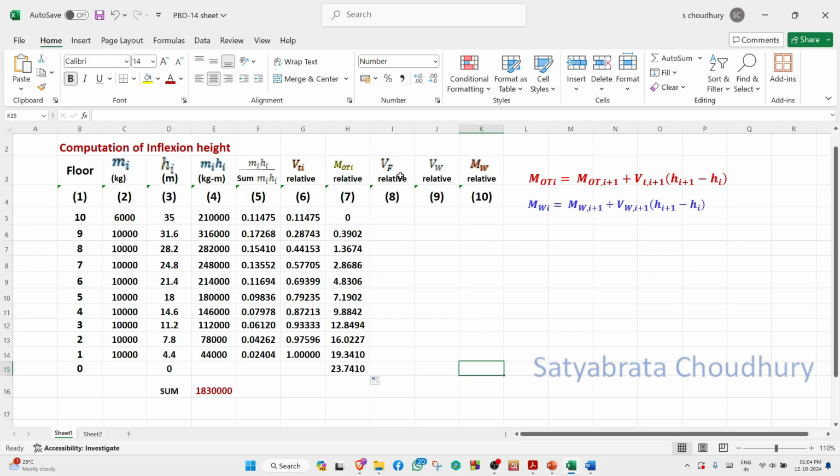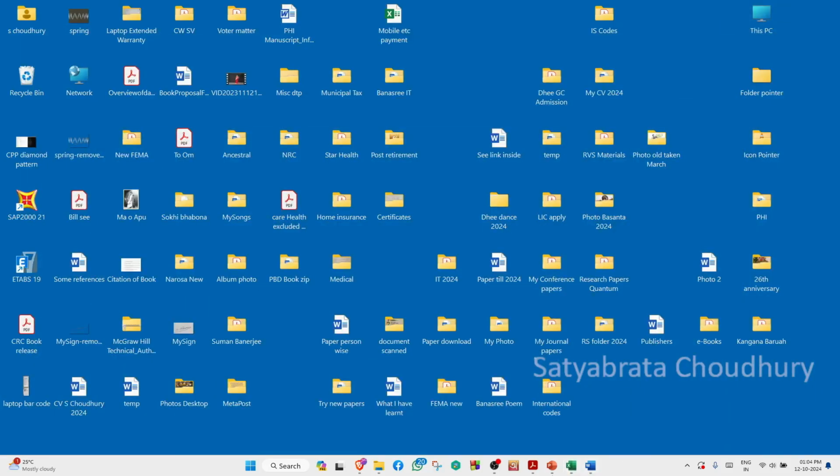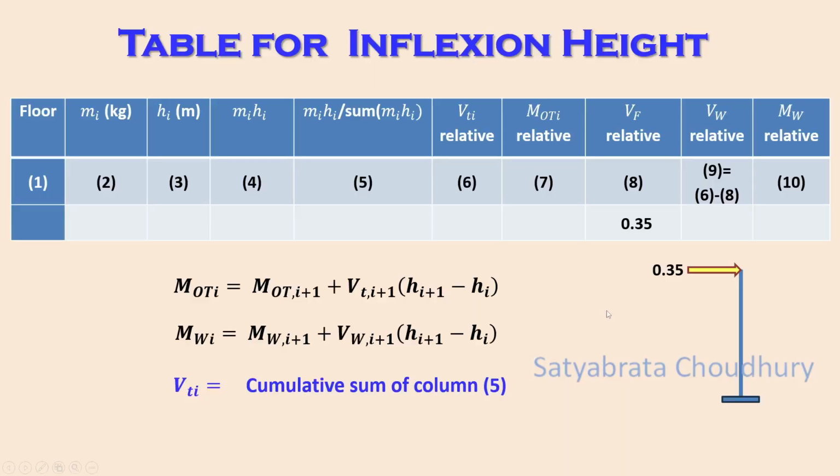Now BF is the relative value of the shear in the frame. Now for this purpose, shear in the frame, let us go back to the, yes, here you see the frame carries 0.35 of the total base shear. Because it is relative, we can put 0.35 as the relative value. So this force is put at the top of the frame. So BF will be 0.35.